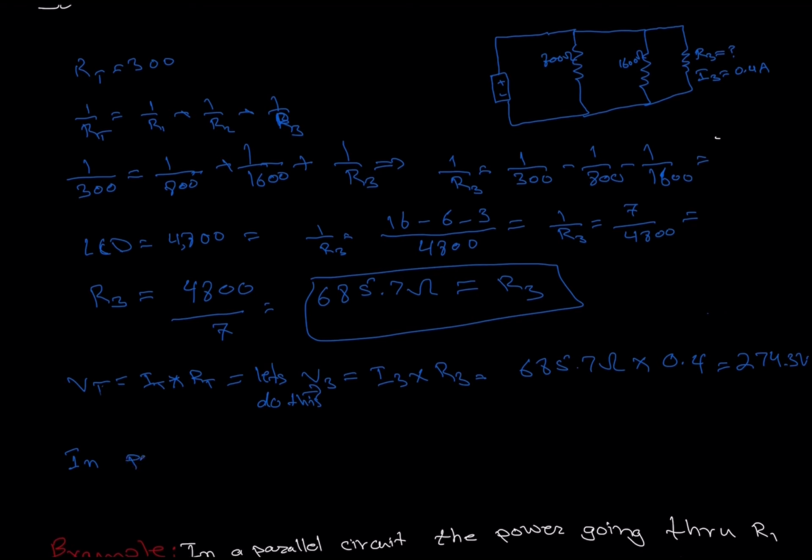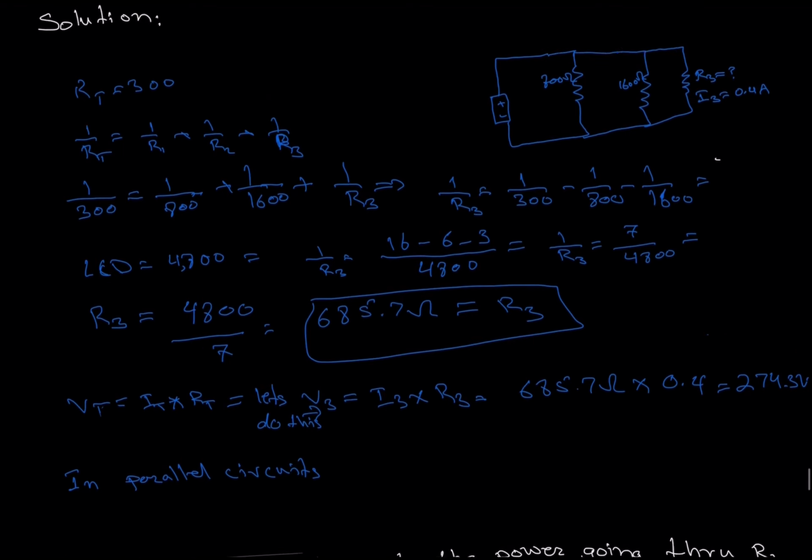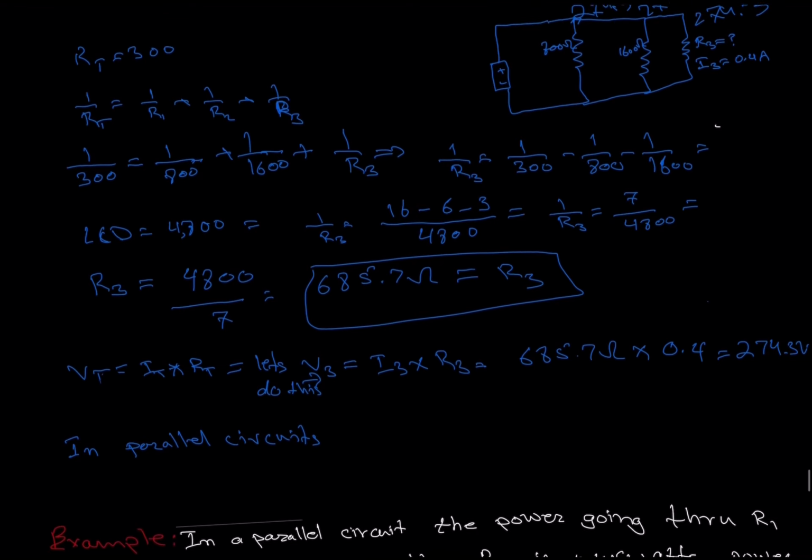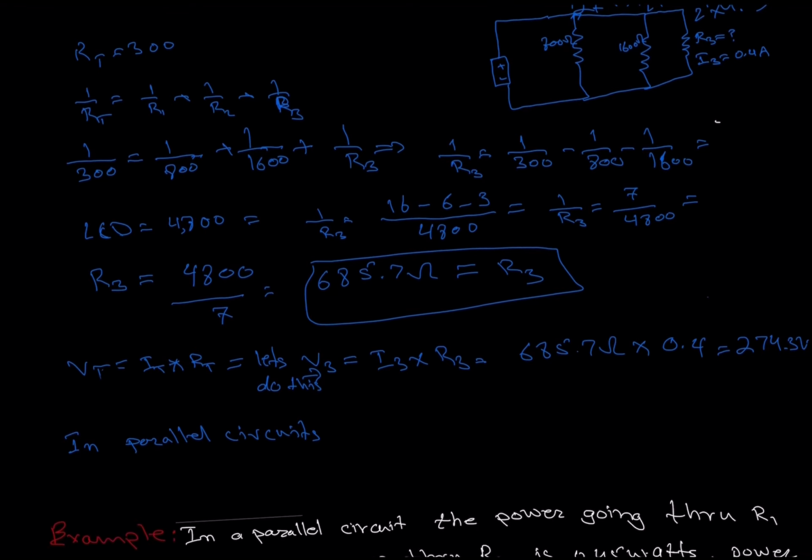In parallel circuits, voltage is the same across all the branches. So we have 274 here, we should have 274 here too, and we should have 274 right there also. So we have these three branches that should have the same voltage drop there.